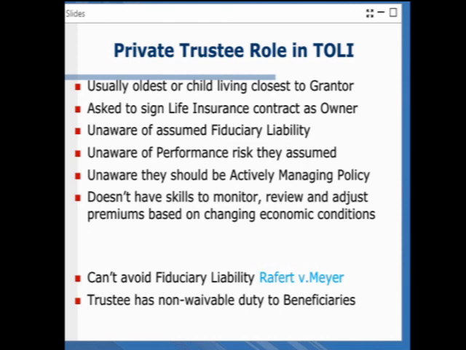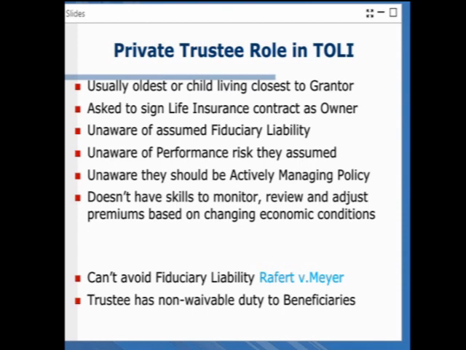And a trustee can't avoid the fiduciary liability, as we have in Rafford versus Mayer, a Nebraska case. The trustee has a non-waivable duty to its beneficiaries, and we're now beginning to see lawsuits in that regard.